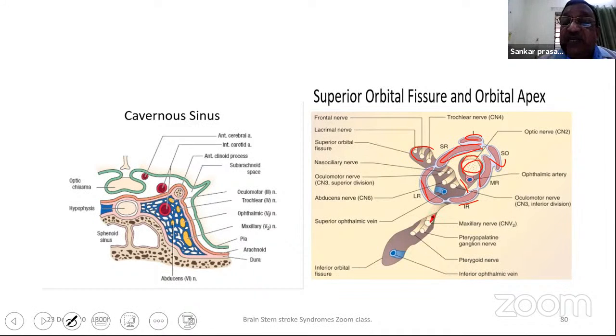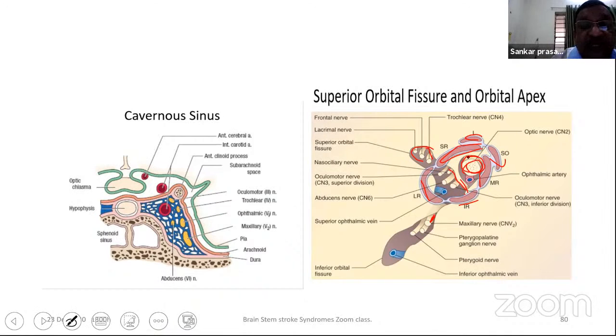Identify the maxillary nerve; it's not a part of the superior orbital fissure. The optic nerve is not a part of the superior orbital fissure. That means if the optic nerve is involved, it is not superior orbital fissure syndrome. And how do we differentiate?